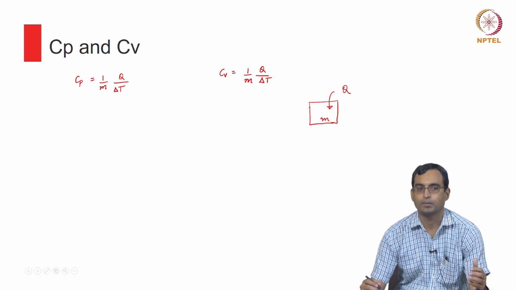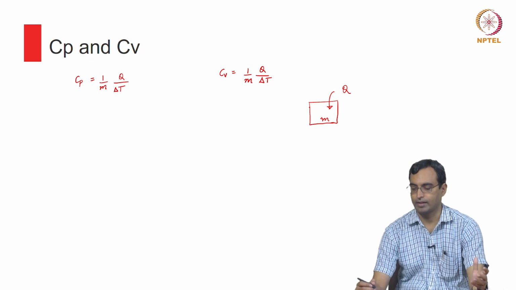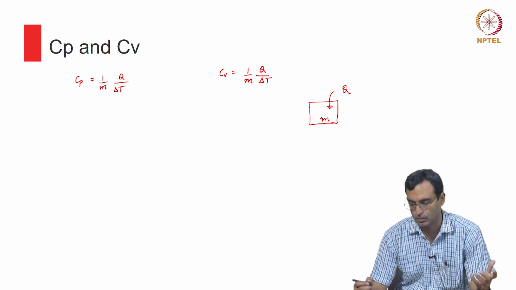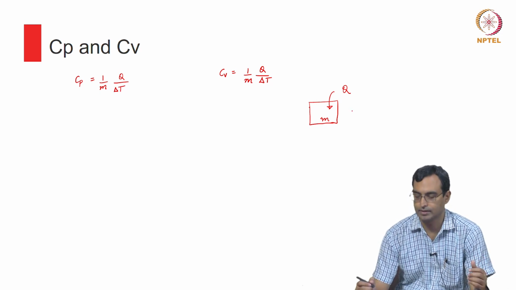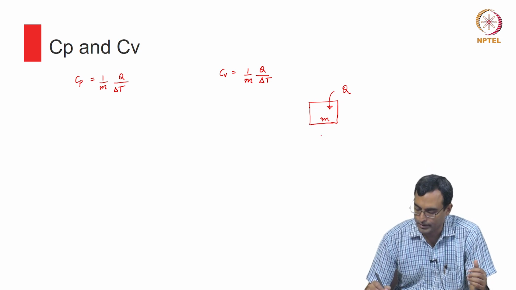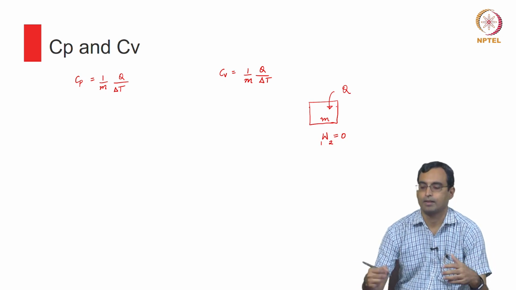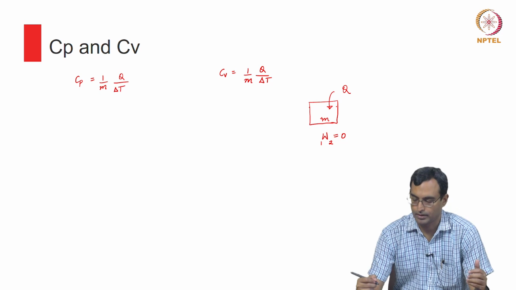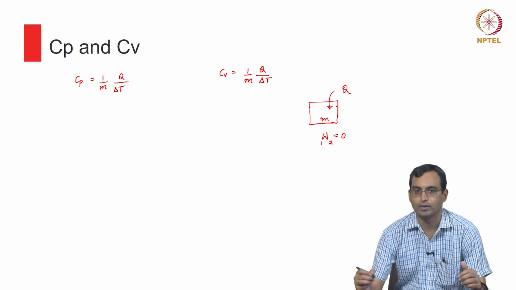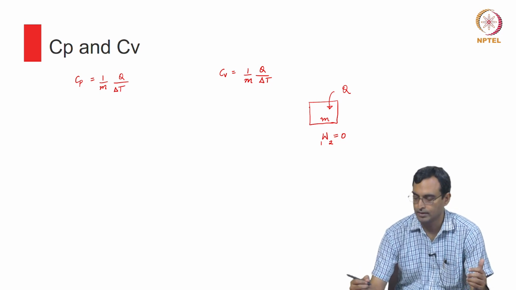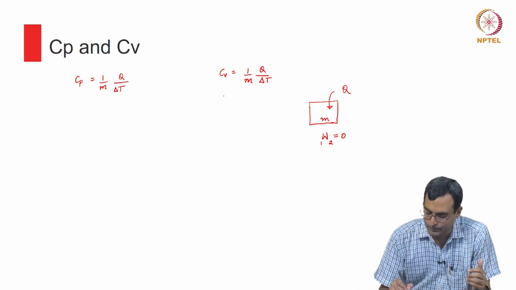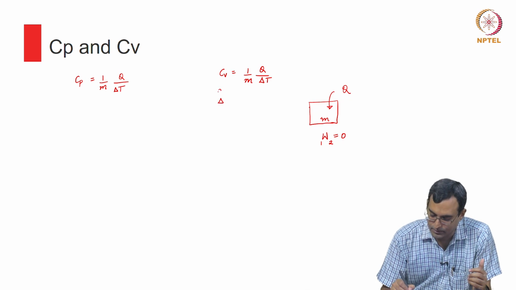There is no shaft work, there is no electrical and magnetic work, there is no displacement work because the walls are rigid. So in this case, the work interaction for the system is essentially 0. So I transfer in some heat, the temperature of this substance is going to increase, or similarly I could transfer out heat and the temperature might decrease, but the work interaction is 0. And I can write the first law for this system. The first law in the differential form would be this.